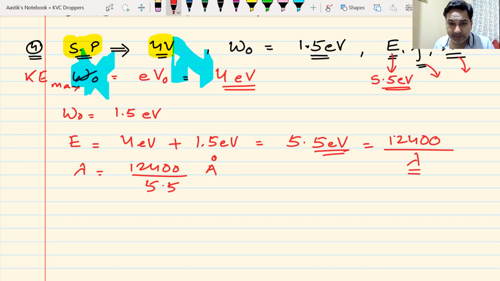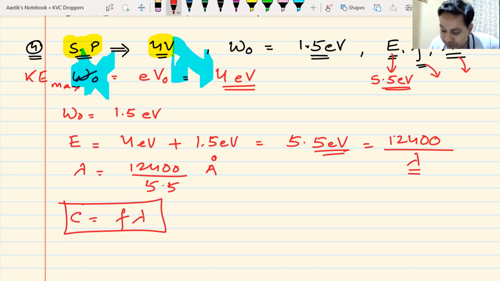You get the value of lambda. You know the relation between lambda, c, and f. From there, you can calculate: c is equal to f lambda. Do we know this equation? Yes or no? From here, you can calculate the frequency, or you can calculate it in a different way. This is how questions are framed and this is how you have to answer them. Do we understand this? Yes or no?